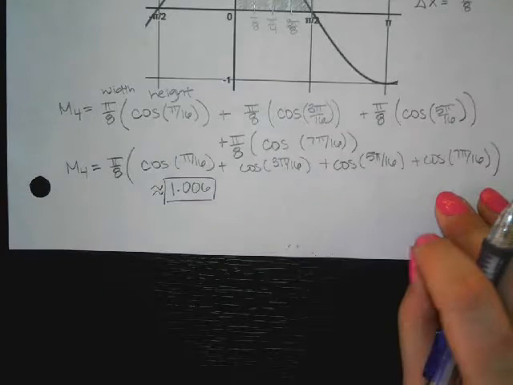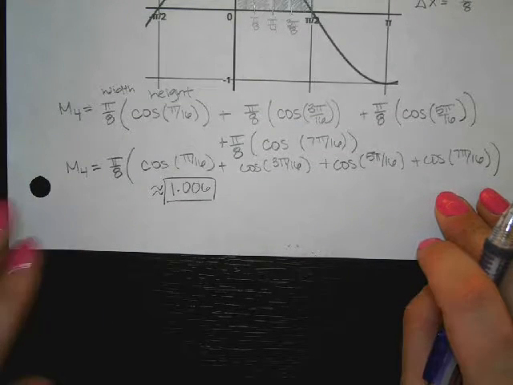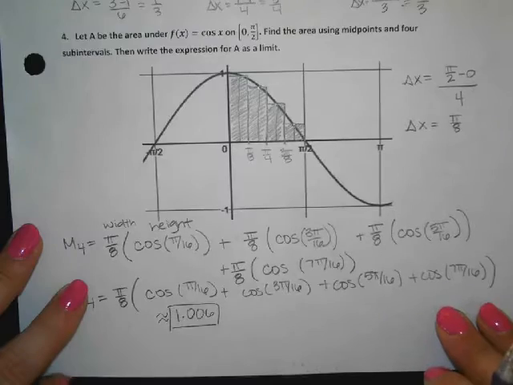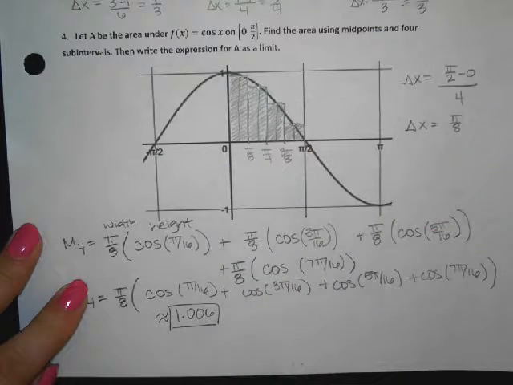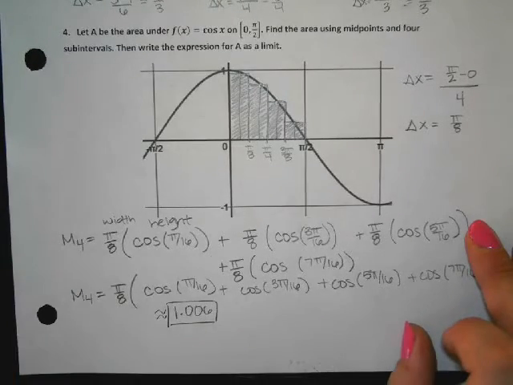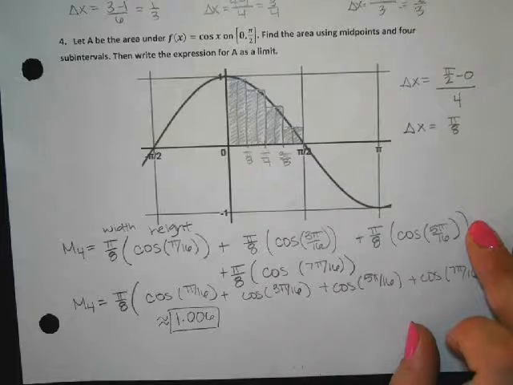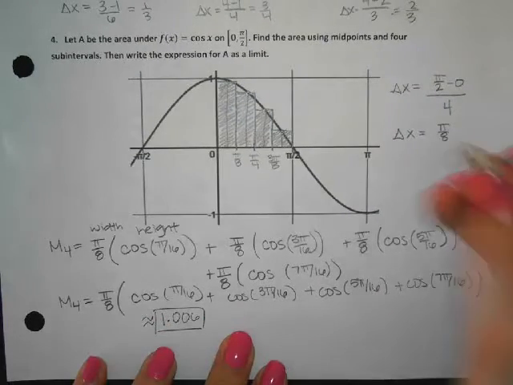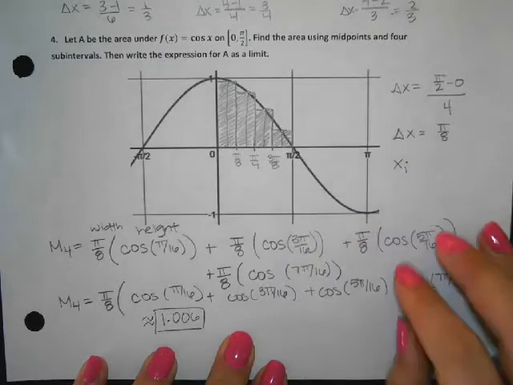Okay. What is this? What are we approximating? The area underneath the curve from 0 to pi halves. All right. So what we're going to do is we're going to figure out the different pieces to this so that we can write it down in the limit notation. Okay? All right. So let's go ahead and do the x sub i.